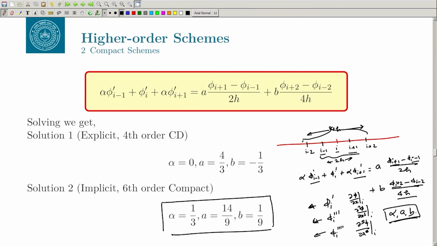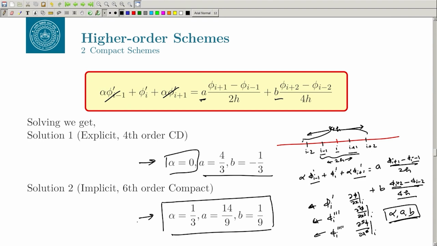The other thing that I want to tell you is that you can have a trivial case, which is the explicit system. So, set alpha equal to 0, right. If you set alpha equal to 0, these terms will vanish and then you can use your regular general discretization approach, okay. And right now you need only a and b. So, you can compare your first derivative and the third derivative, okay, and then you will get a equal to 4 by 3 and b equal to minus 1 by 3. So, this is your explicit fourth order scheme and this is your implicit sixth order compact scheme.